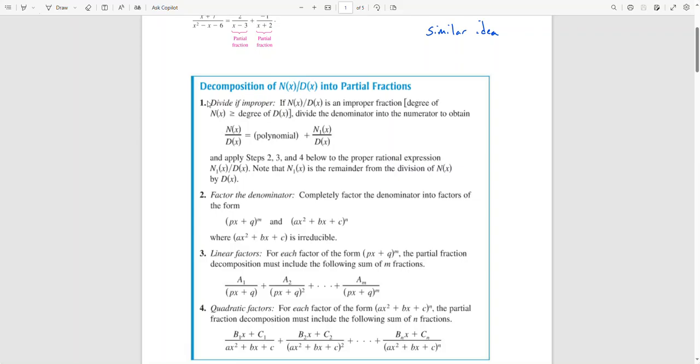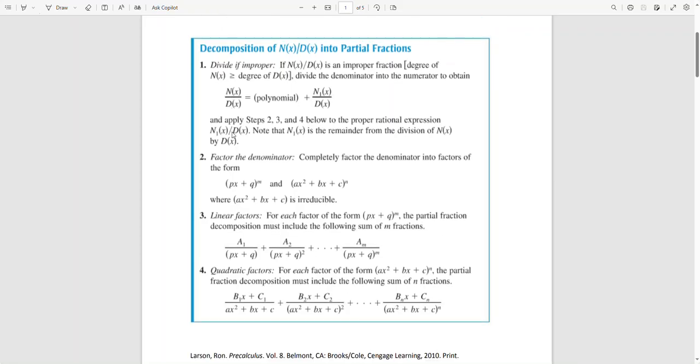We're going to divide if it's an improper fraction. If we have the numerator divided by the denominator, and the degree of the numerator is larger, then we have to divide, find our quotient, and then we'll do the partial fraction decomposition on the rational expression that remains. Everything goes forward from there, but we have to check first: is it a proper fraction? Is the numerator bigger than the denominator or not?